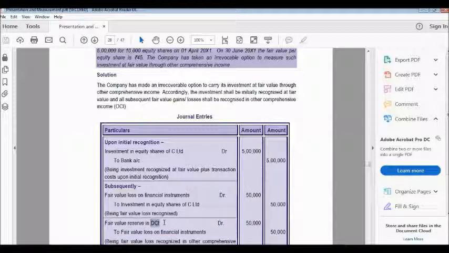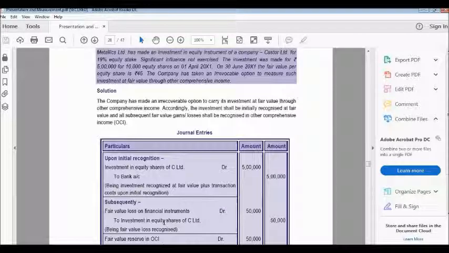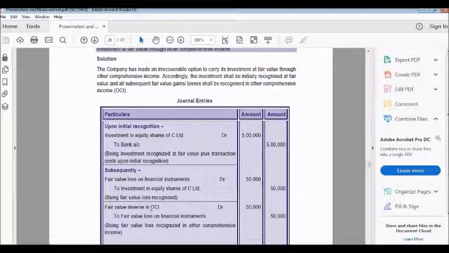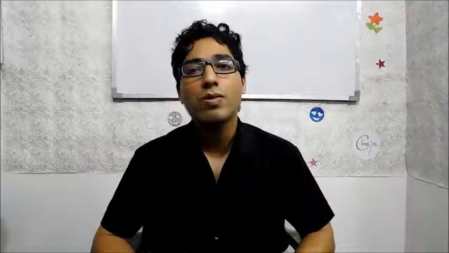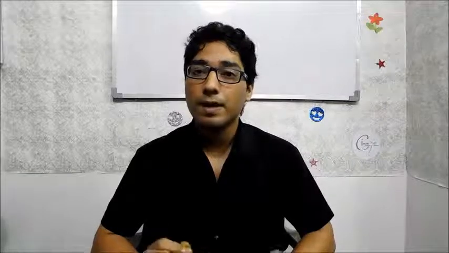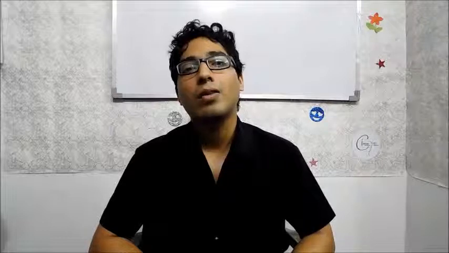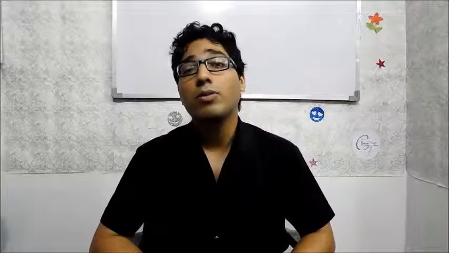At every single balance sheet date you have to calculate the fair value and recognize the gain or loss in other comprehensive income if it is fair value through other comprehensive income. So now you have seen how to account for the category fair value through other comprehensive income or fair value through profit or loss. But what about the dividend?